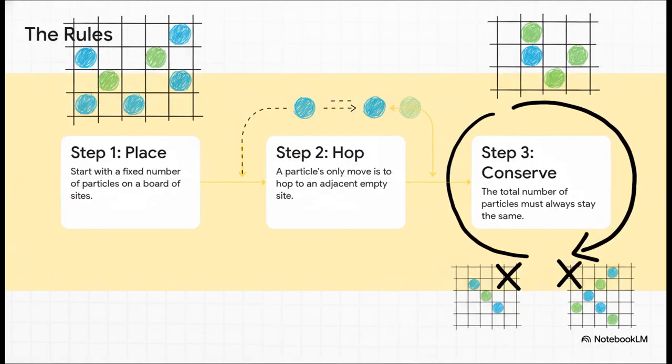Okay, so what makes this game so special are its rules, and they are very strict. Rule number 1, you start with a set number of particles, and that's it. Rule 2, the only thing you can do is have a particle hop to an empty spot right next to it. And rule 3, and this is the big one, the absolute golden rule, the total number of particles can never, ever change. You can't add them, you can't take them away, the count is locked.